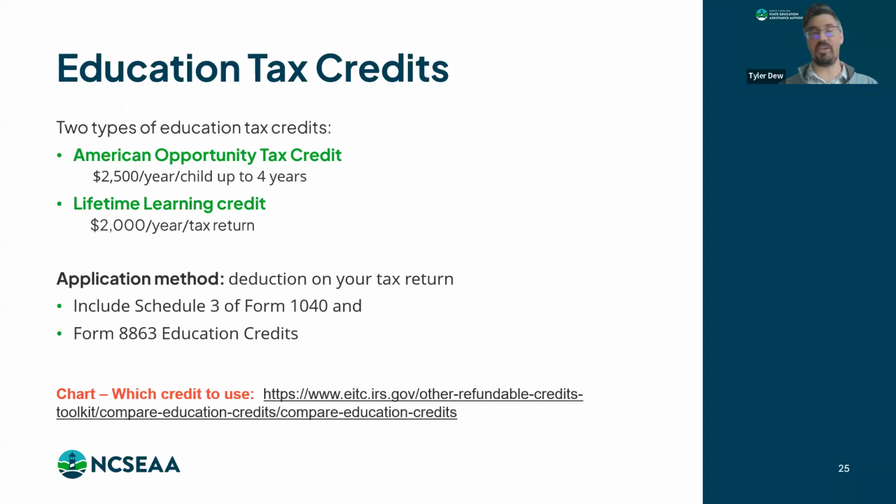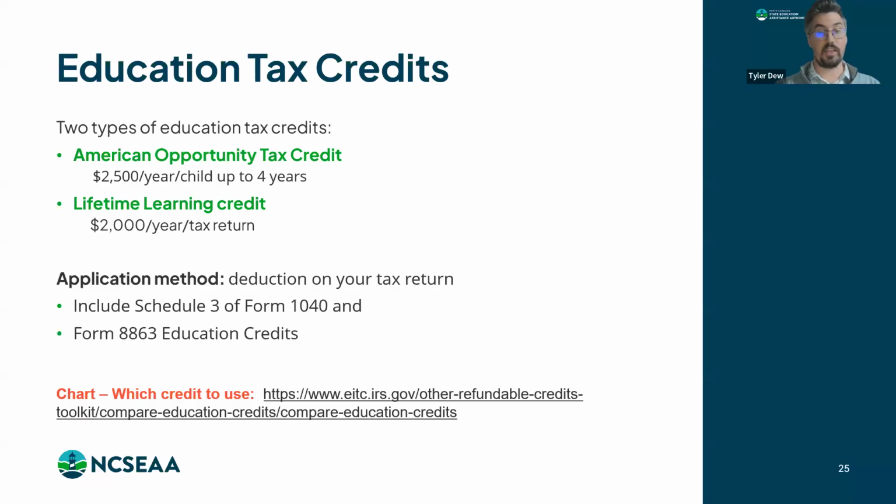So there are also education tax credits. This is getting a little into the weeds, but there are two types of education tax credits. There's the American Opportunity Tax Credit for $2,500 a year for a child up to 4 years, or the Lifetime Learning Credit. With the application method, this is a deduction on your tax return, so you'd have to include a Schedule 3, 1040, and different tax information like that. So remember and keep in mind that you cannot claim both tax credits in a given year.